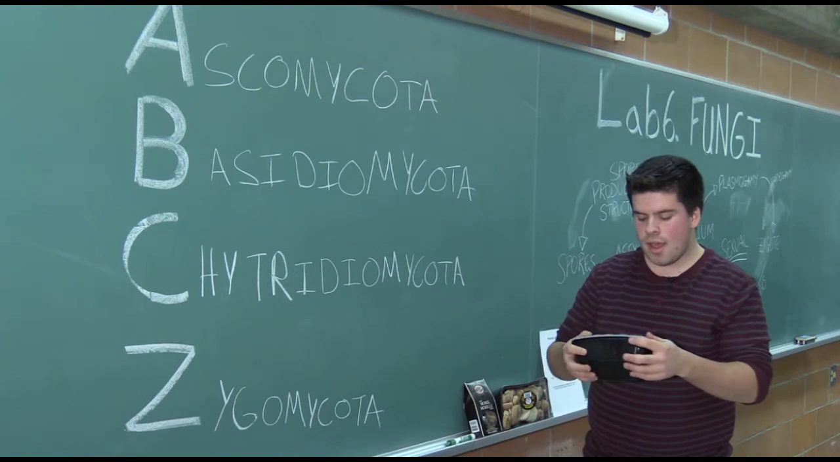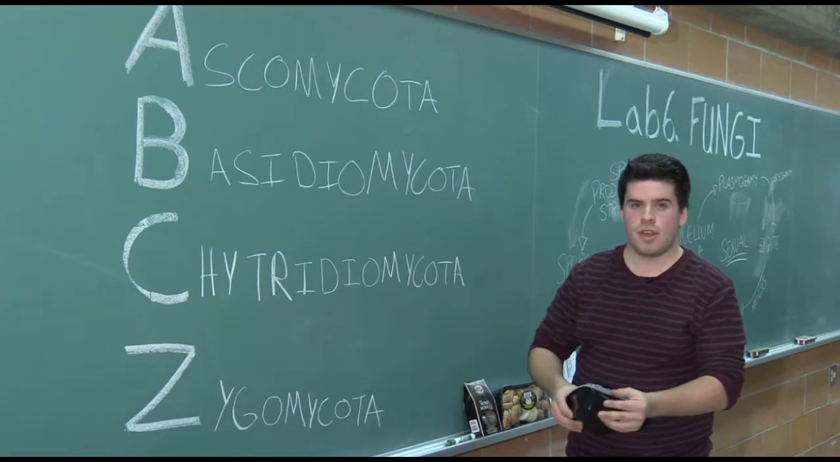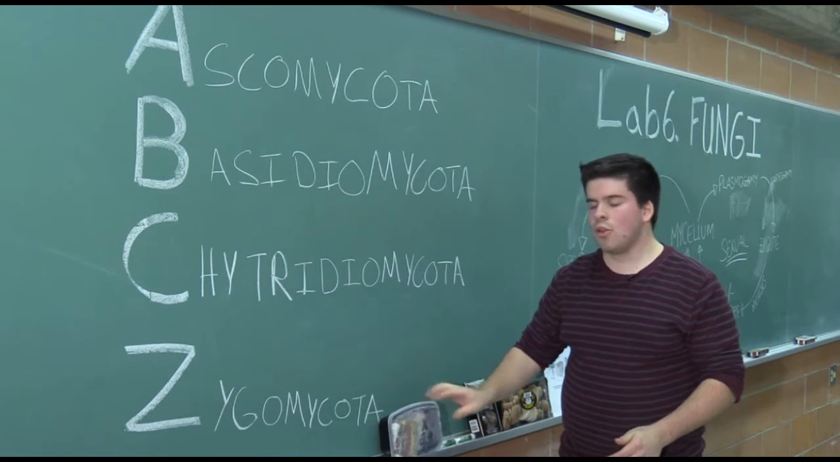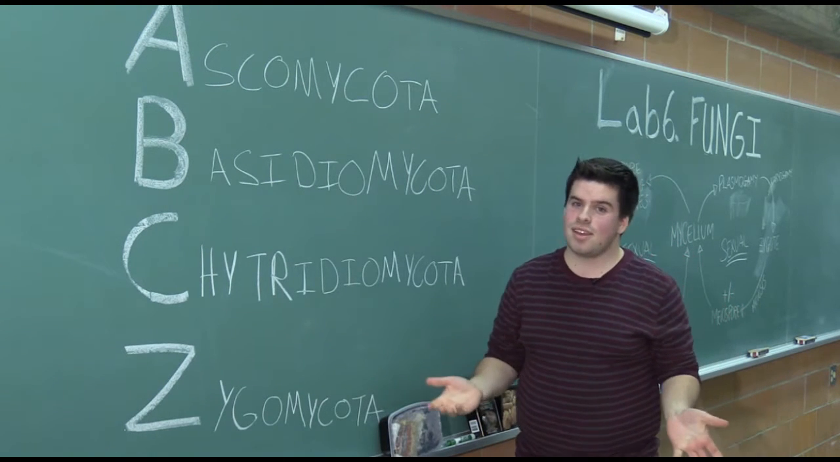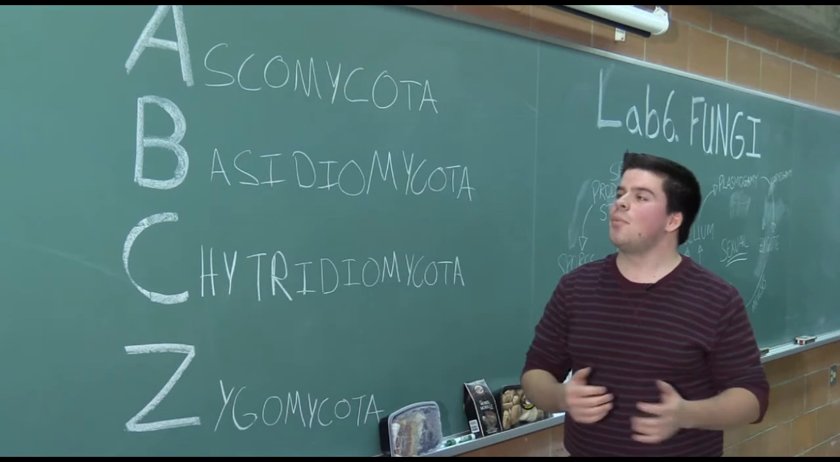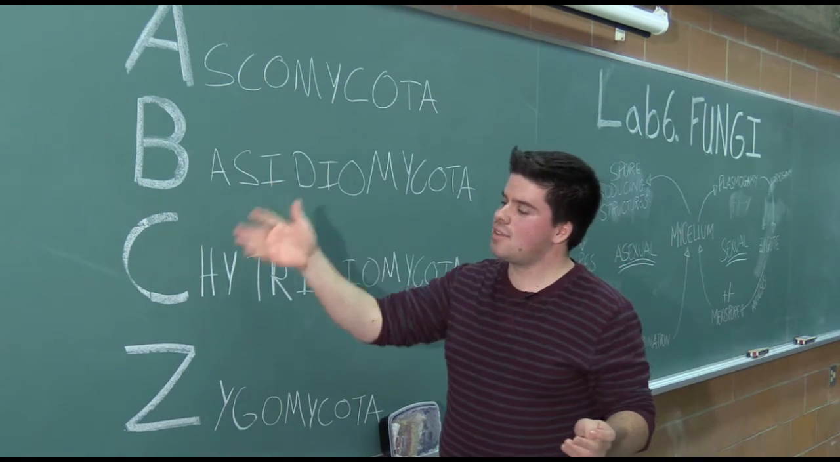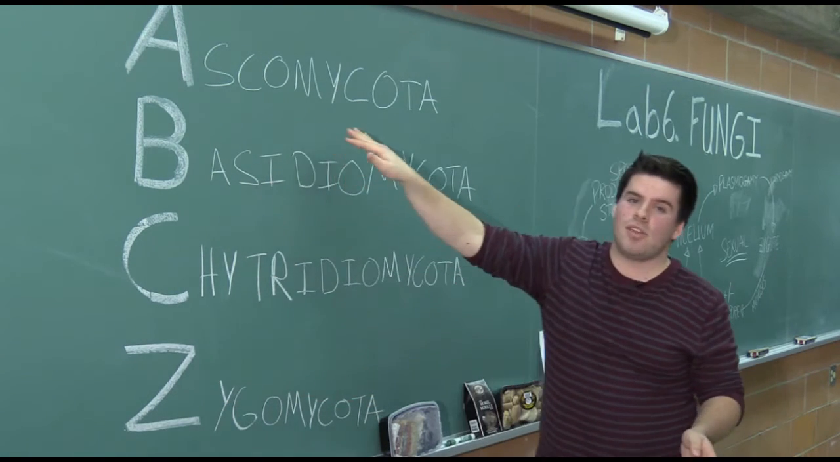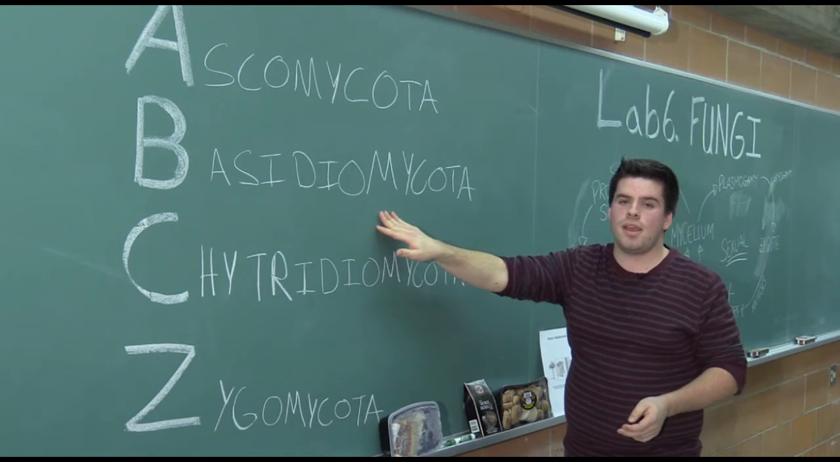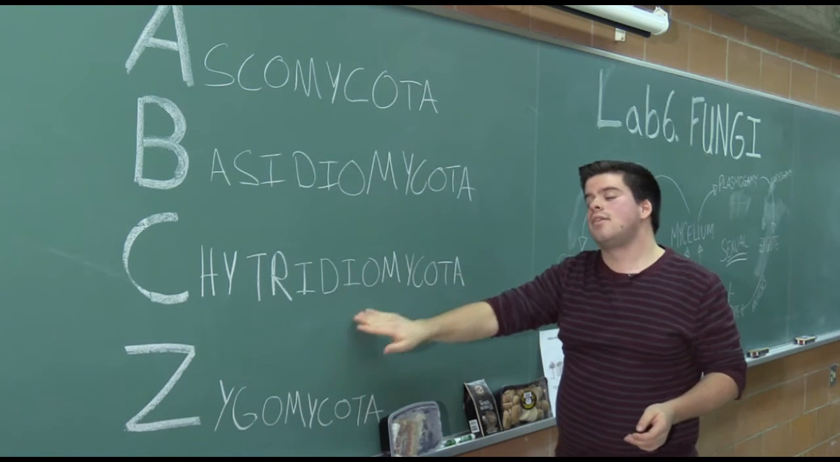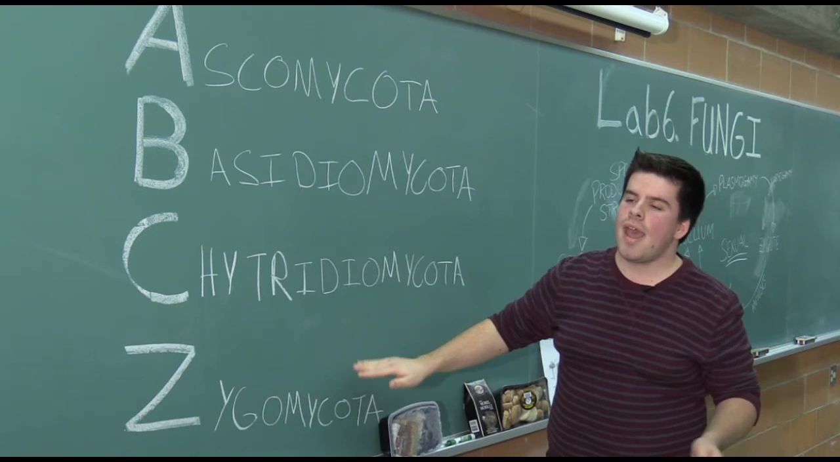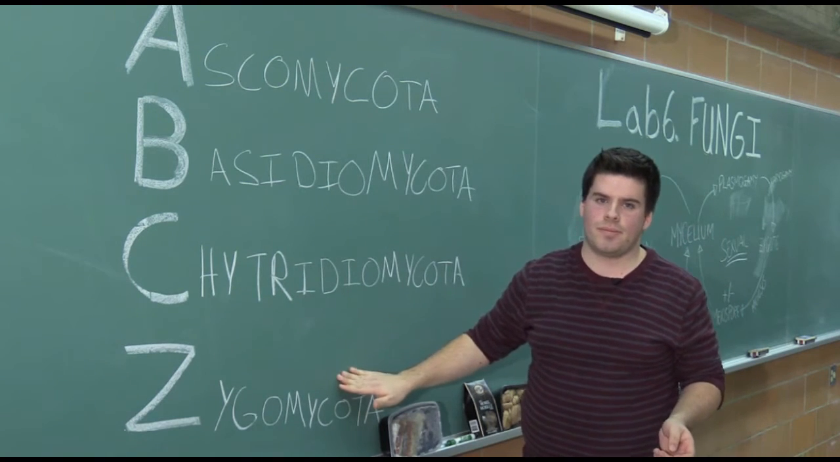A simple way of remembering all 4 phyla is remembering how you learned the alphabet. A, B, C, D, E, F, G. But instead this time, it's A, B, C, Z. So A stands for ascomycota, B stands for basidiomycota, C stands for chytridiomycota, and Z is your zygomycota.